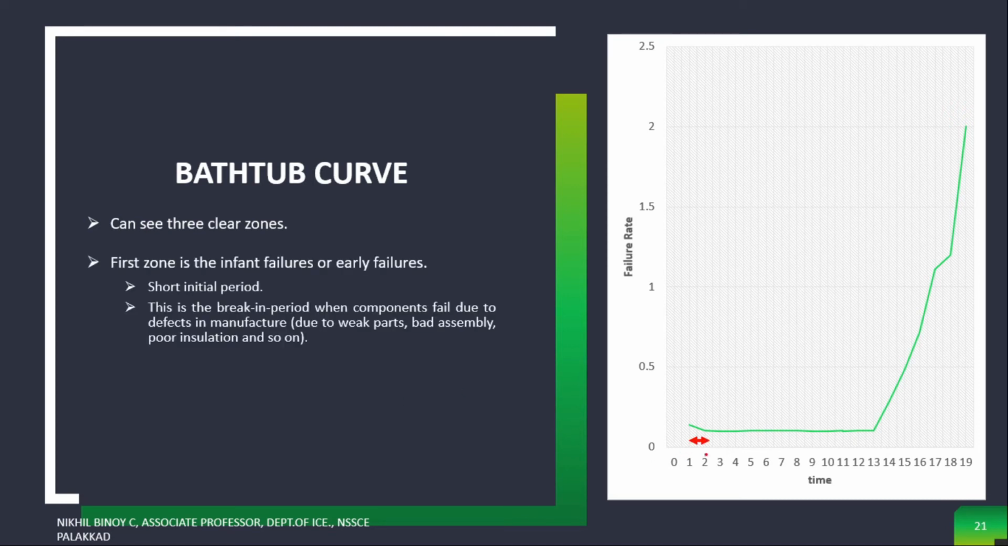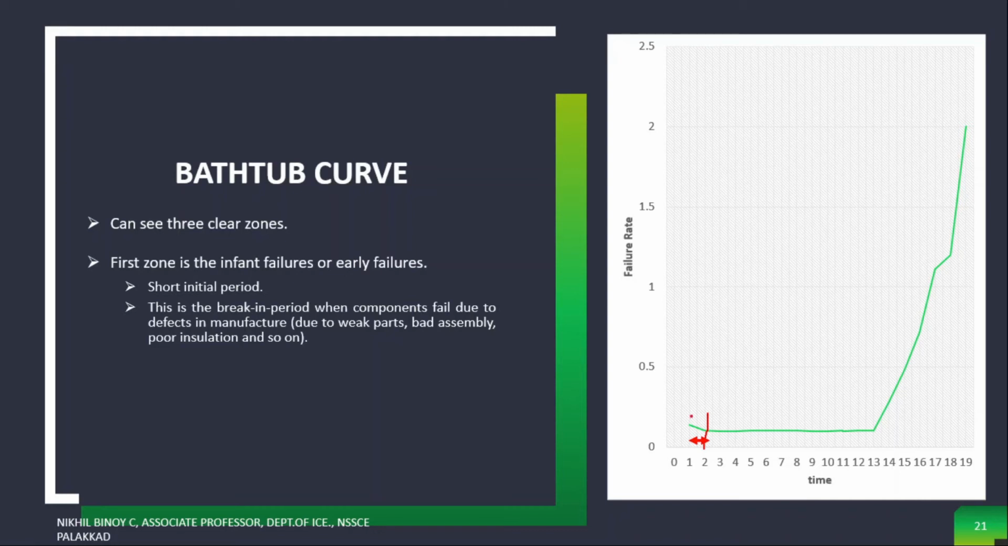The first zone is this one, that is up to this point. It is known as the infant failure or early failure zone. The initial zone is the infant failure zone or early failure zone. It is for a small duration, a short initial period.